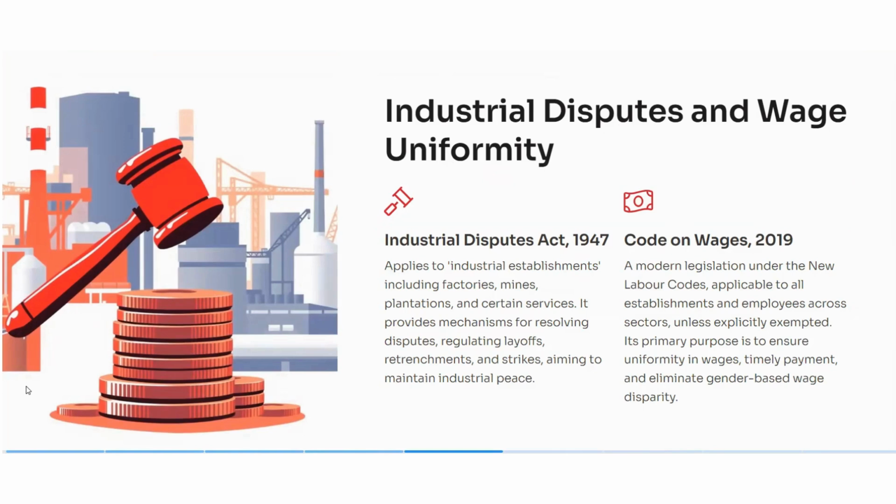Industrial Dispute and Wage Uniformity. Industrial Dispute Act 1947 applies to industrial establishments, including factories, mines, plantations, and certain services. It provides a mechanism for resolving disputes, regulating layoffs, retrenchment, and strikes, aiming to maintain industrial peace. Code on Wages 2019, a modern legislation under the new labor codes, is applicable to all establishments and employees across sectors unless explicitly exempted. Its primary purpose is to ensure uniformity in wages, timely payment, and eliminate gender-based wage disparity.